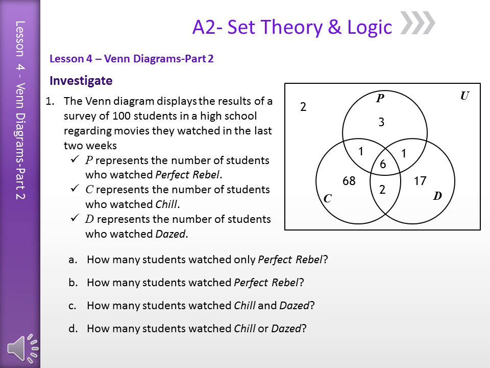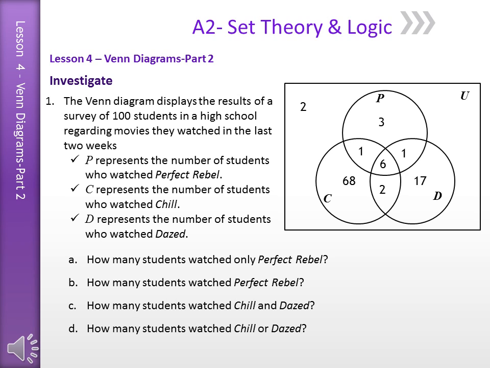Lesson 4, Venn diagrams, Part 2. We are now going to look at Venn diagrams that have 3 subsets as opposed to the 2 that we did in Part 1. Number 1. The Venn diagram displays the results of a survey of 100 students in a high school regarding the movies that they had watched in the last 2 weeks.